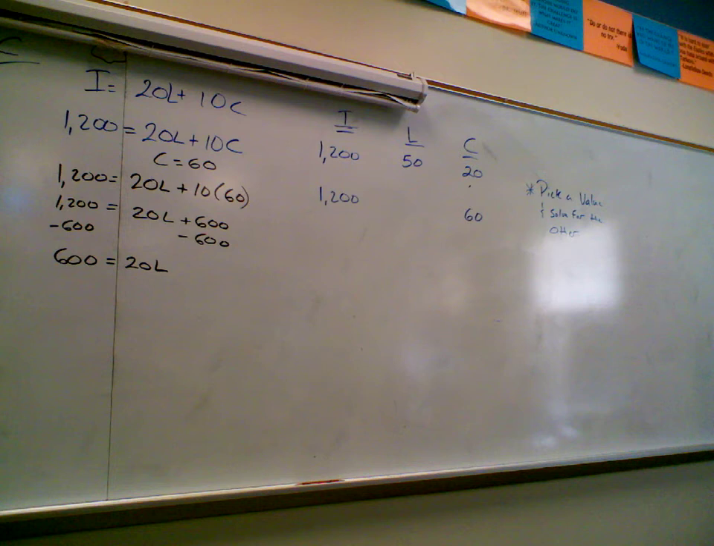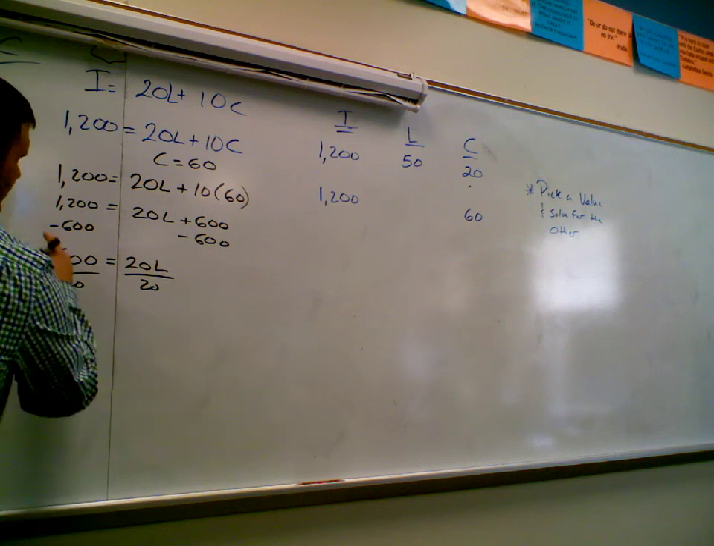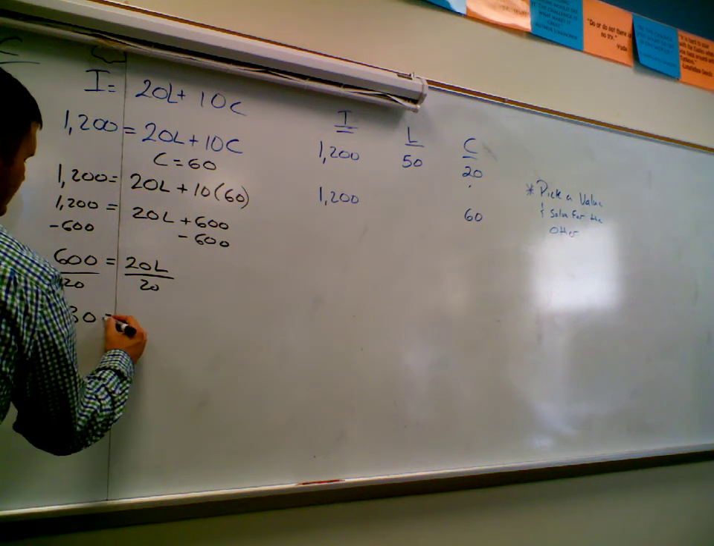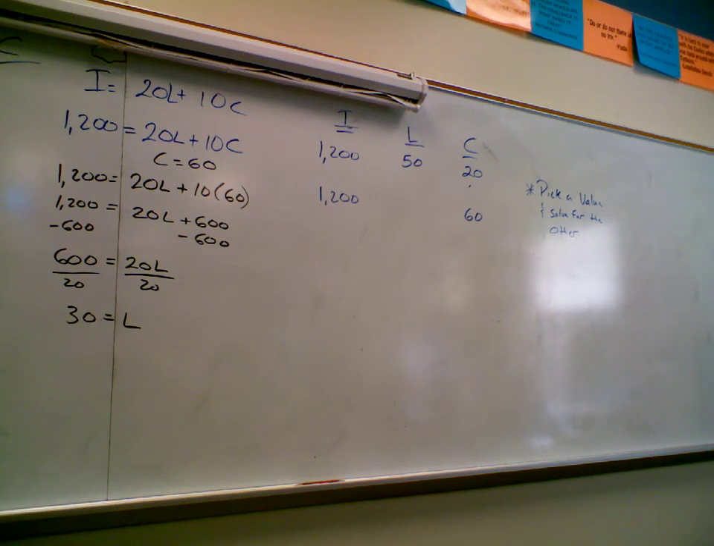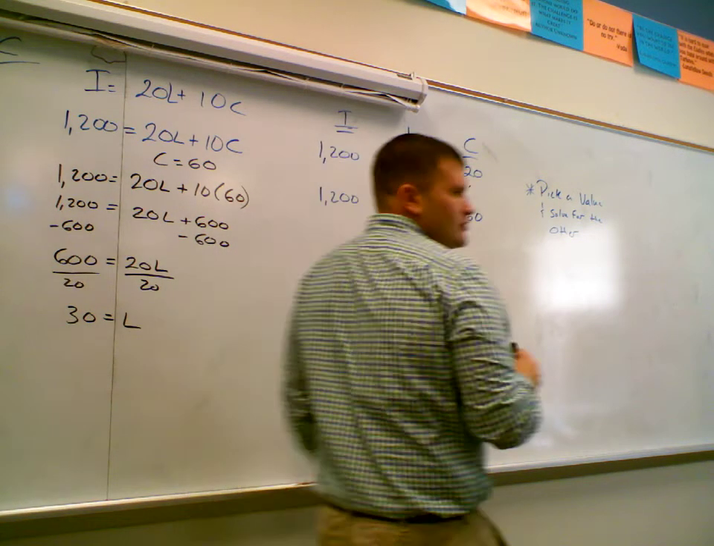Okay, so now what do I do? Divide by 20. 600 divided by 20? 30. So, if he chooses to wash 60 cars, how many lawns does he have to mow? 30. Does that make sense?